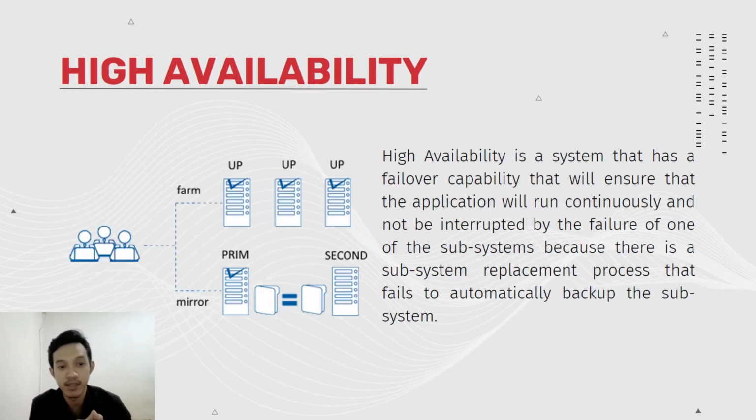High availability is a system capability that ensures the application will run continuously and not be interrupted by the failure of one of the subsystems, because there is a replacement process that automatically backs up the failed subsystem.